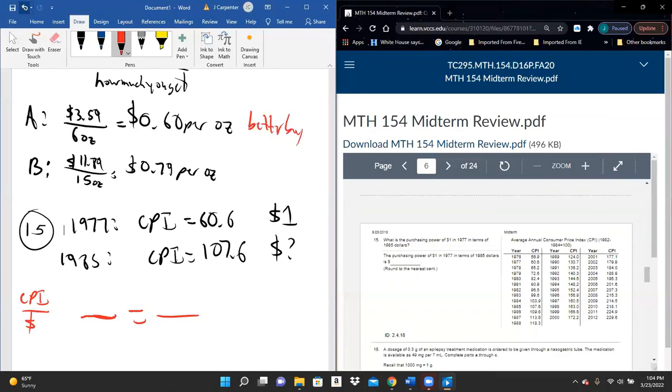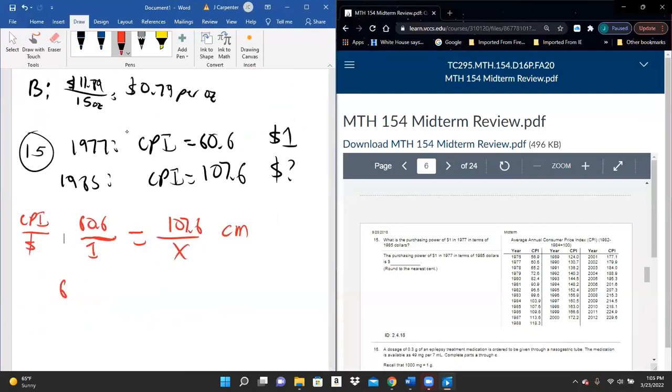Now you got to compare year to year. It can't use the 1977 CPI and the 1985 dollars. So I got to go 60.6 over the one, sorry. I was about to do it like a proportion table, which would have been fine. It just wouldn't have been to this standard, over the dollar amount, which was $1. And then we're going to set that equal to 107.6 over X. We will CM, which means cross multiply, which will give us 60.6x equals 107.6. Then we will divide both sides by the 60.6.